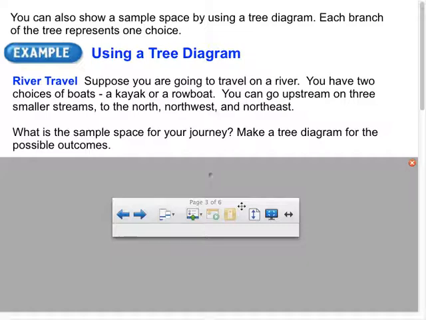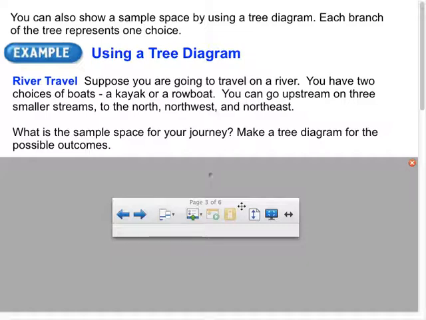Each branch of the tree represents one choice. Okay, so here's an example. We're going to use a tree diagram. And so, river travel. It sounds like this is an adventure tour, and they let people choose between 2 types of watercraft, and then they let them choose between some different routes.